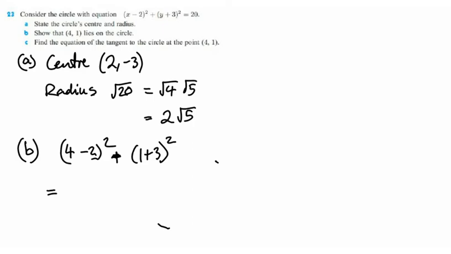So when I sub in 4, 4 minus 2 is 2, 2 squared is 4, and on the other side, 4 squared is 16, which makes 20, which equals the right hand side, so we know we've got it right.